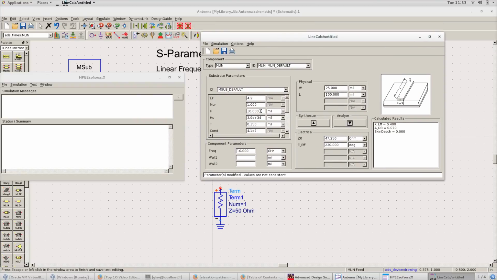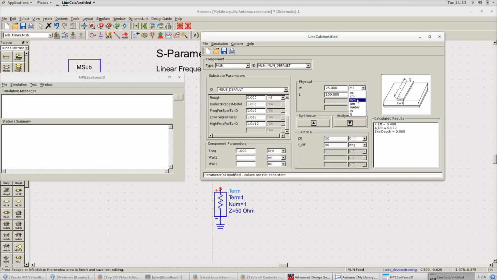So 4.2, height is going to be 1.6, and that's millimeters, not mils. Thickness, I'm going to leave that alone. The 4e7, I'll just leave that alone for right now. It's not important. I'm going to put this at 1 gigahertz, which is the operating range of this antenna. And then I'm going to switch this to 50 and this to 90. And I'm going to synthesize.